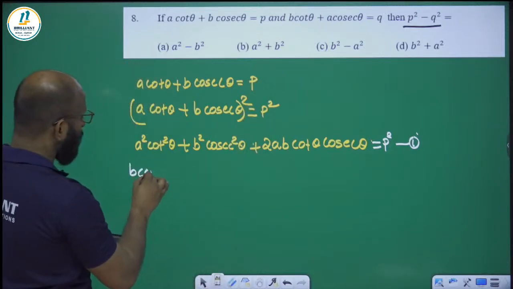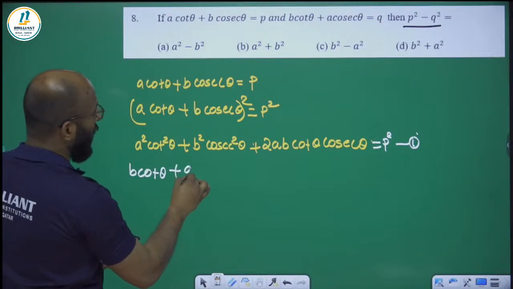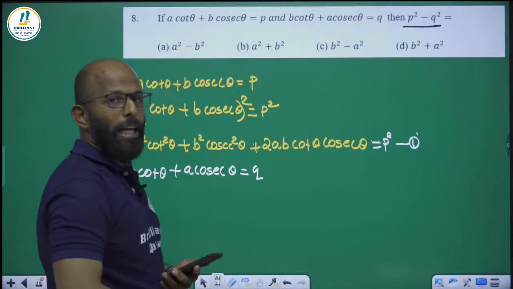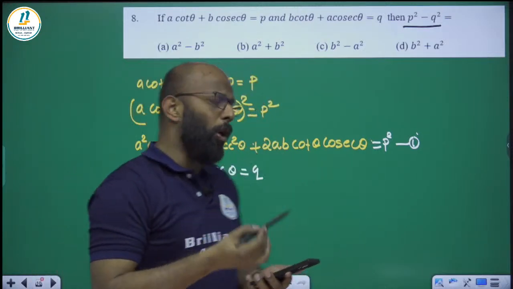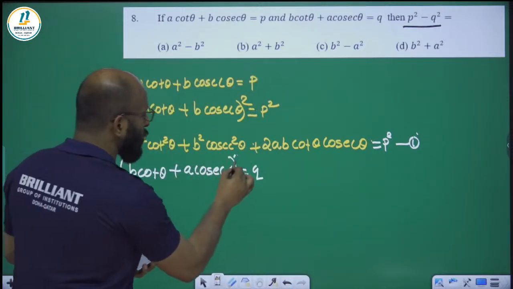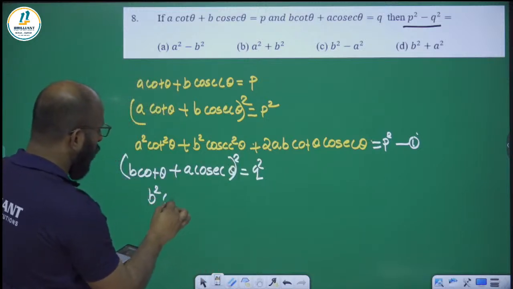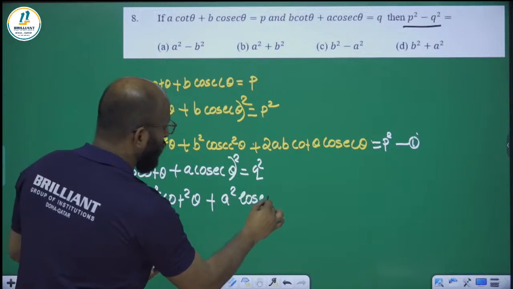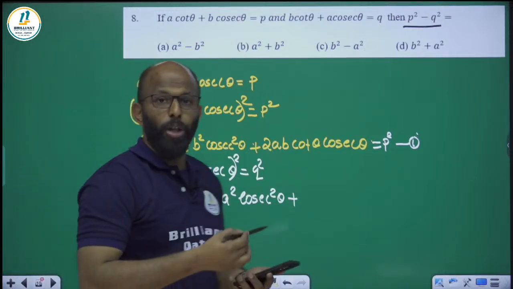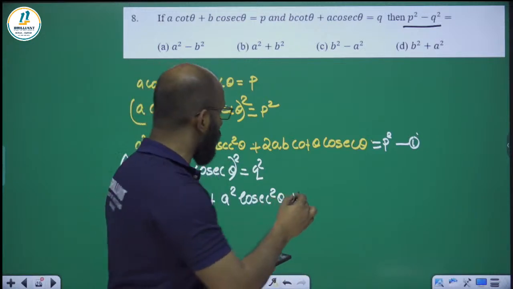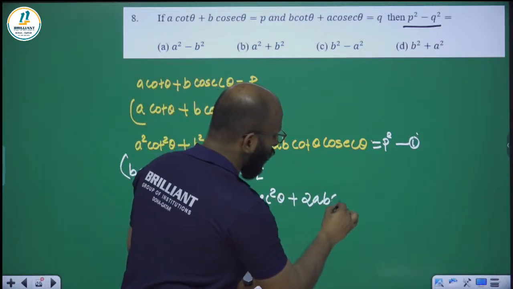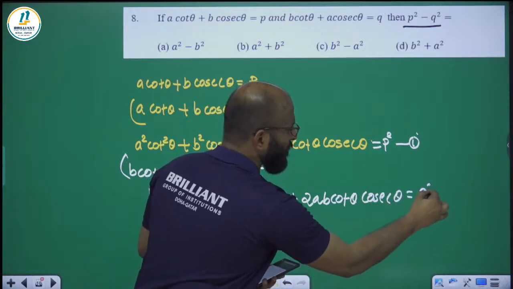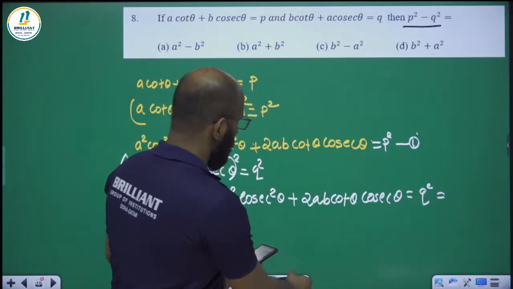Now we'll take the second expression. B cot theta plus A cosec theta is equal to Q. This one also we can square both sides. When you square both sides, you'll get B square cot square theta plus A square cosec square theta plus, here also the 2AB term is there, 2AB cot theta cosec theta, is equal to Q square. So let's say that is equation number 2.